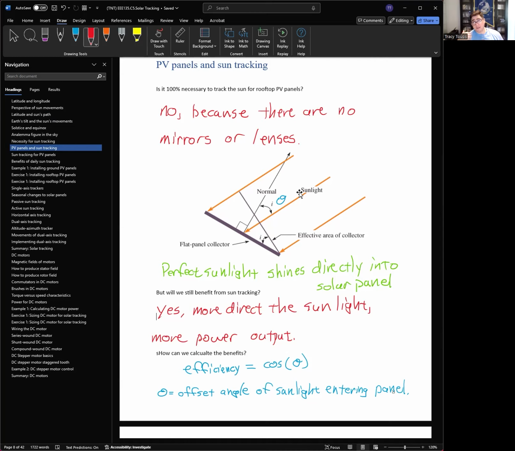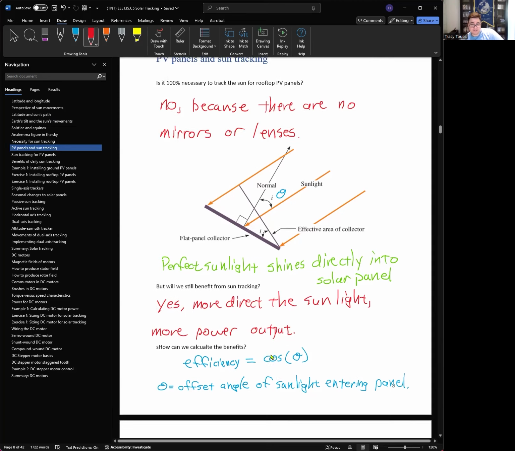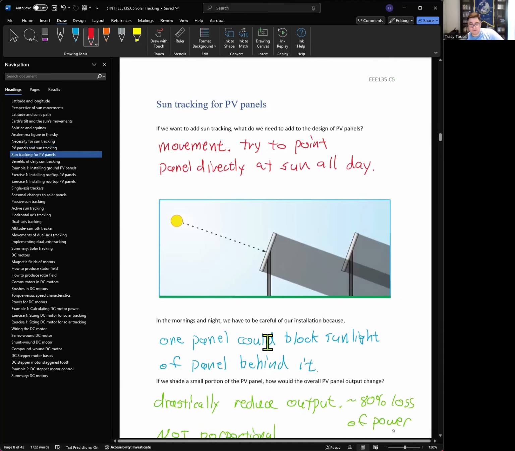Sorry, the cosine of 45 degrees is about 70%, right? So there are some benefits in making sure that the solar panel is directly facing the sun at all times. Okay, and that's how you calculate it, the cosine of the angle, right?